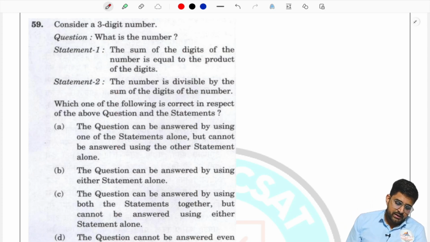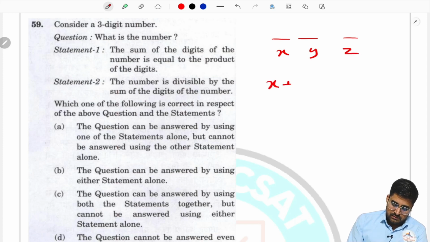Question says consider a 3-digit number. Okay, we have a 3-digit number. Statement 1 says the sum of the digits of the number is equal to the product of the digits. Basically they are saying, for example the digits are x, y and z, the sum of the digits is equal to the product. And statement 2 says the number is divisible by the sum of the digits.